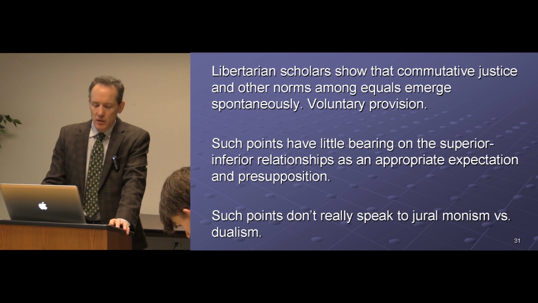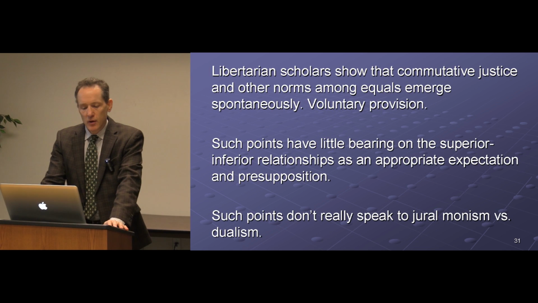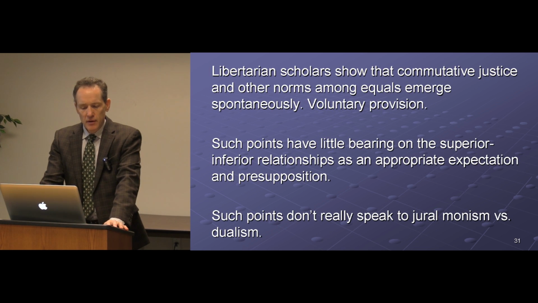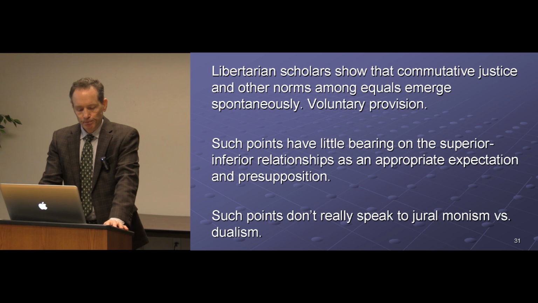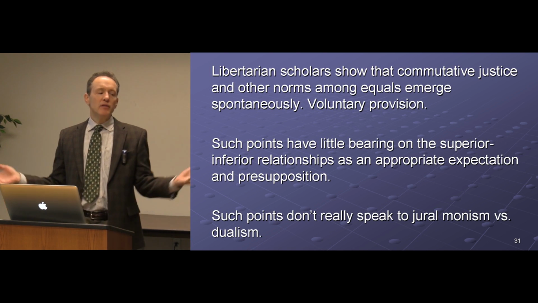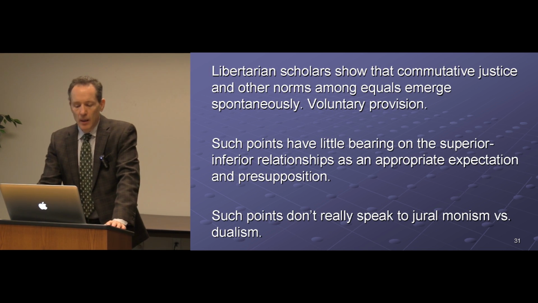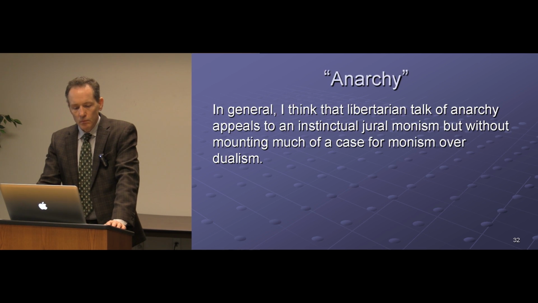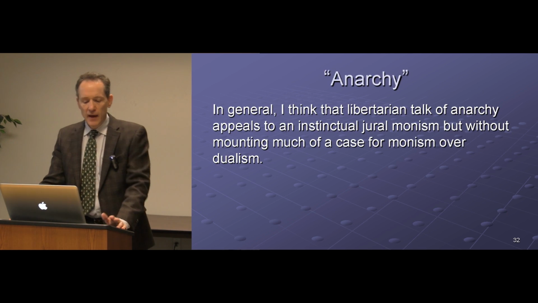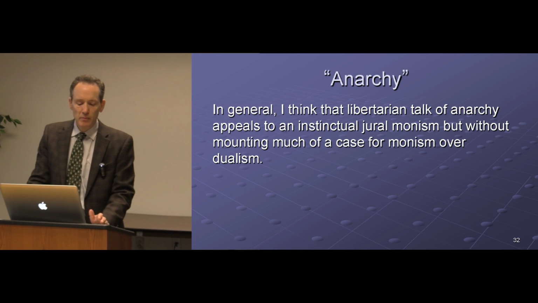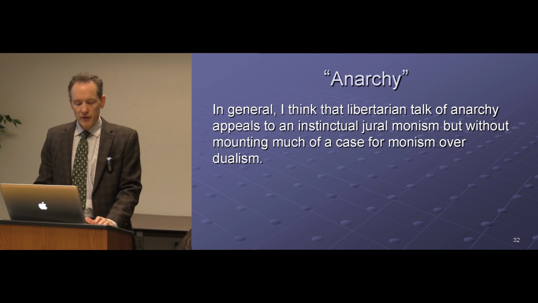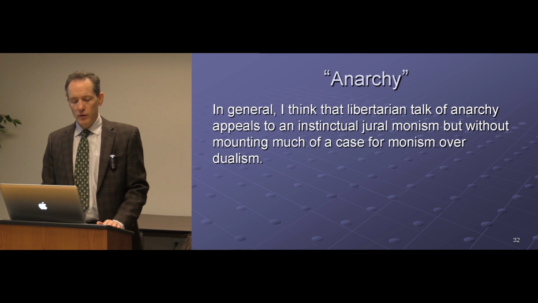And when we talk about these good points about how voluntary processes work and voluntary society can work, I don't really think we're speaking to the issue of jural monism versus jural dualism. The government could even get out of the commutative justice business and still exist. It could still tax people and be a government, and so on. In general, I think that libertarian talk of anarchy appeals to an instinctual jural monism, but without really mounting much of a case for monism over dualism.